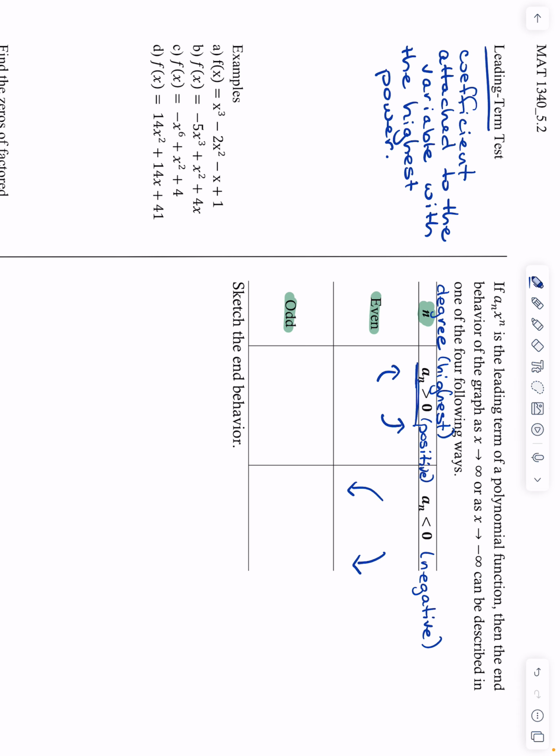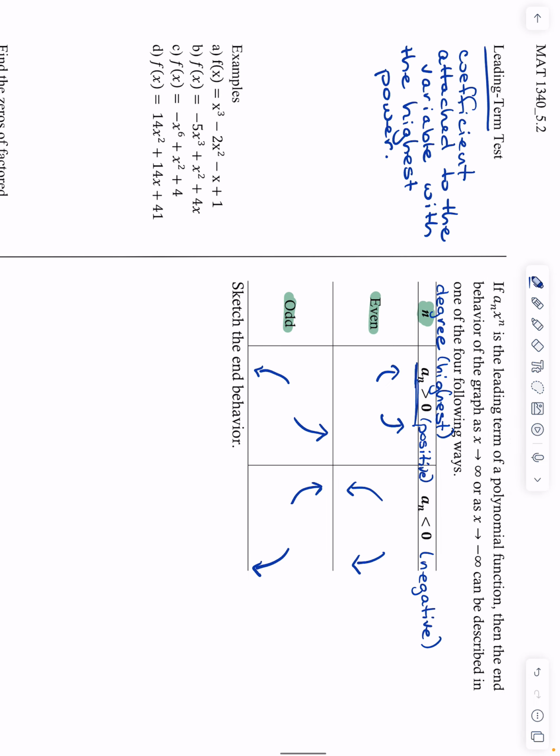If the highest power is odd, if this is an odd degree function, and our leading coefficient is positive, it's going to go up to the right. Think about attaching the endpoints. The slope of that line would be positive. That's how I remember it. If our leading coefficient is negative, again, our ends are going the opposite directions, but it's going down to the right.